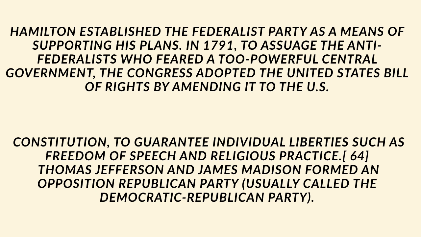In 1791, to assuage the anti-federalists who feared a too powerful central government, the Congress adopted the United States Bill of Rights by amending the U.S. Constitution to guarantee individual liberties such as freedom of speech and religious practice. Thomas Jefferson and James Madison formed an opposition Republican Party, usually called the Democratic Republican Party.